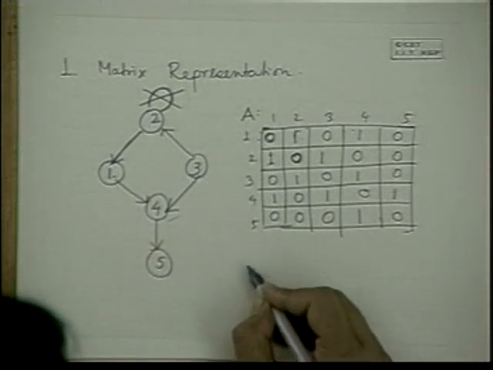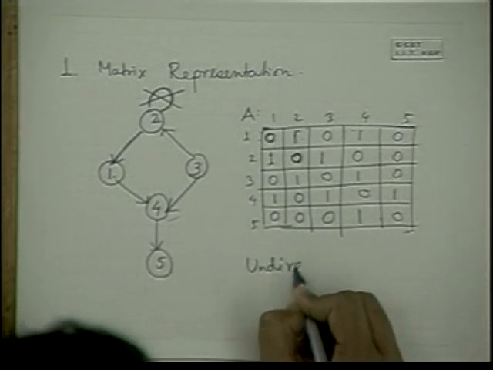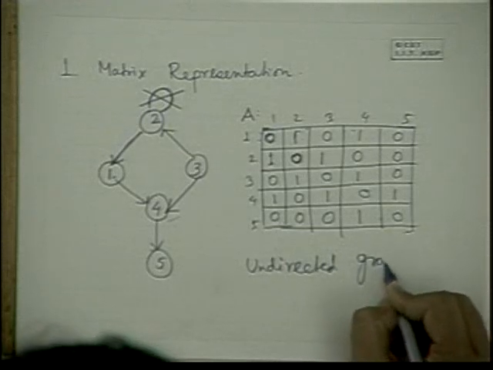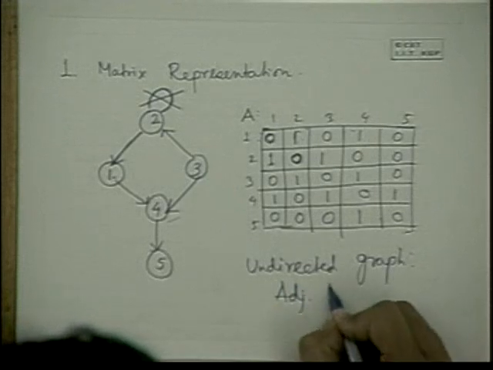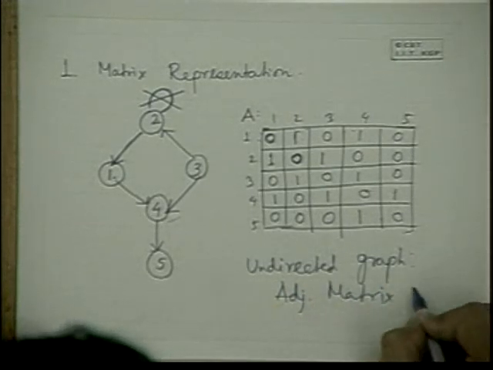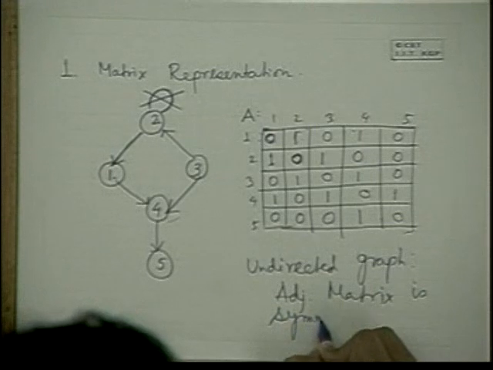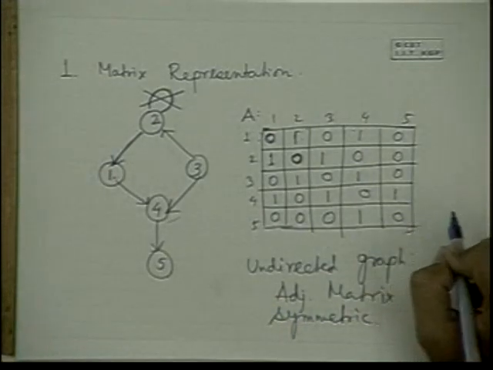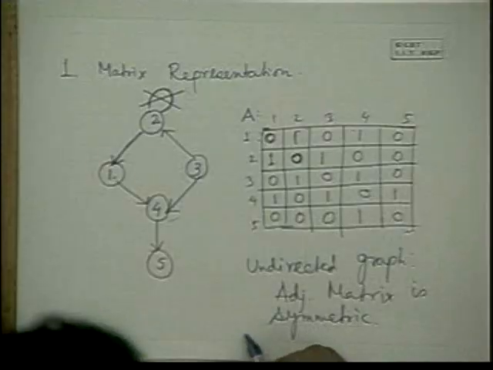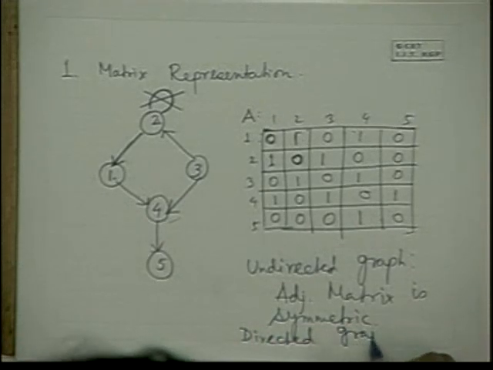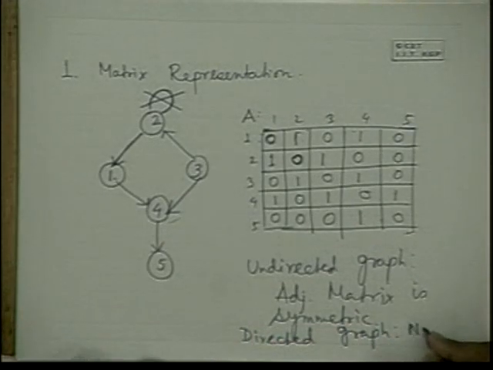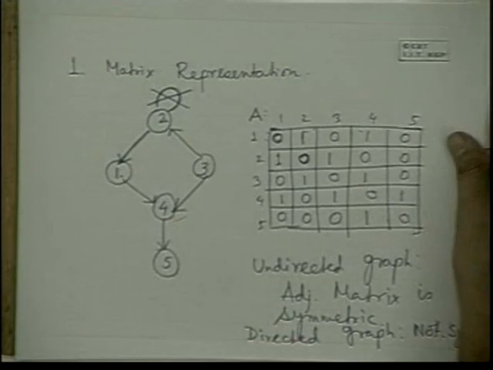So for an undirected graph, the adjacency matrix is symmetric. It has to be, because if in Aij there is an edge, Aji also has an edge. But for a directed graph, this is not true. So a directed graph is not symmetric. All right.